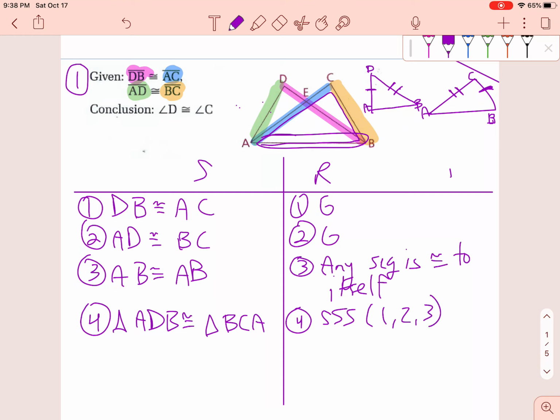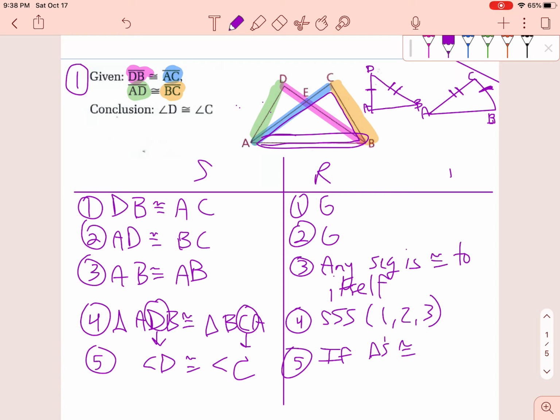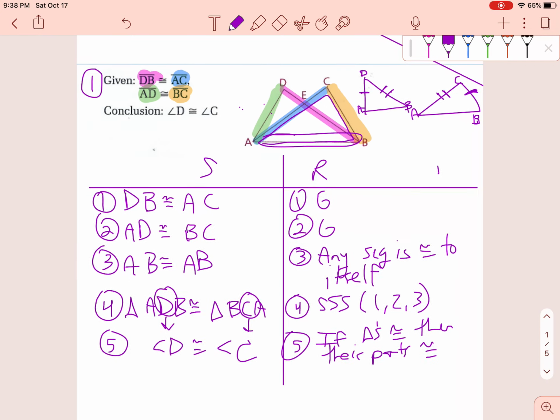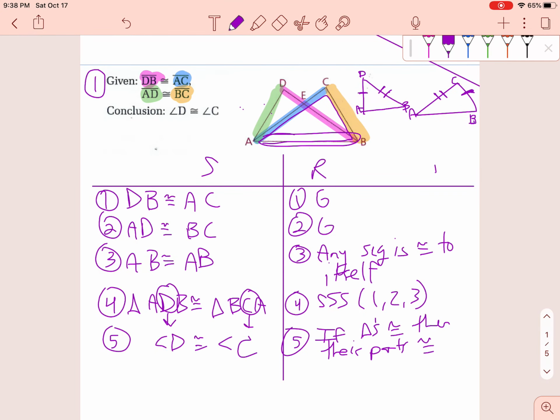Once the triangles are congruent, I now can say their parts are congruent. Right here, I'm going to pull it out. Angle D is congruent to angle C. And my reason is, if triangles are congruent, then their parts are congruent. Okay, so again, you can use overlapping triangles with the reflexive property. Auxiliary lines are still a thing. So lots of things you guys can start using to figure out these proofs.